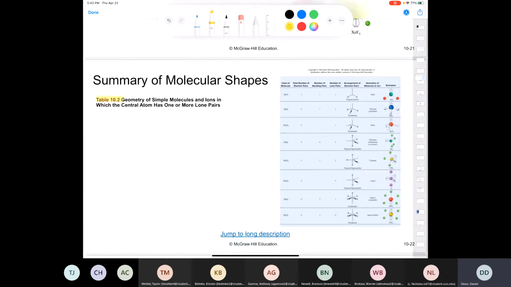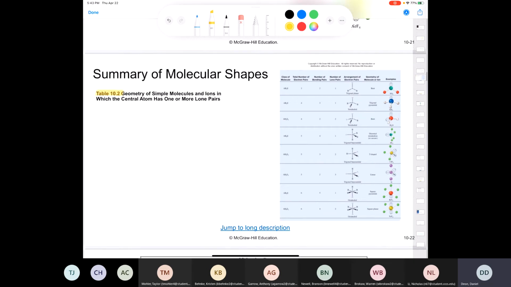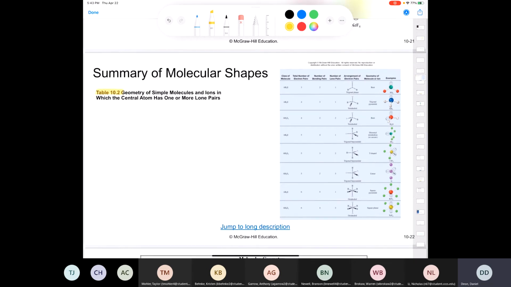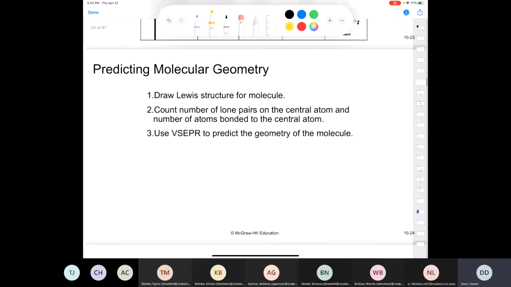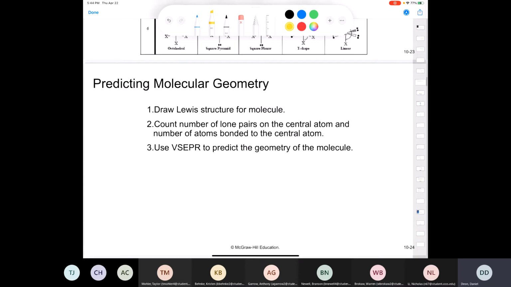So again, I'm just repeating myself here like an old man, but you've got to be able to draw a Lewis structure for any molecule that I give you, and you've got to be able to determine not only its electron geometry, but its molecular geometry as well. So what's the strategy that we take? The first thing we do is draw the Lewis structure for the molecule. Then we count the number of lone pairs on the central atom, the number of atoms bonded, and then we use VSEPR theory to predict the geometry of the molecule. The best way to master this is to practice it, just like everything else in chemistry class.